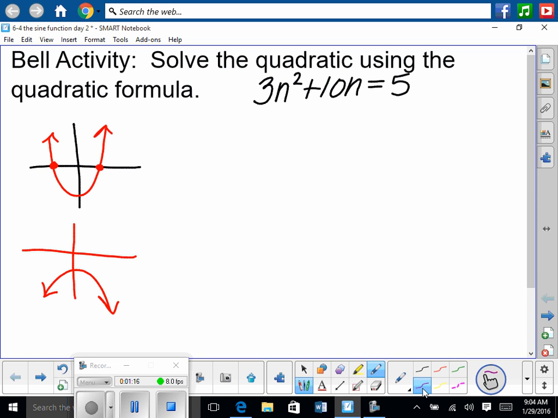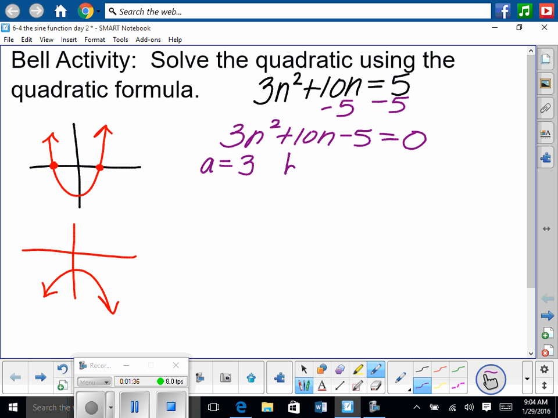We have 3n squared plus 10n is equal to 5, so I'm going to make it equal to 0. So I have 3n squared plus 10n minus 5 equals 0. Does everybody understand how it's in standard form, which means highest degree to lowest degree? Then my a value is always in front of x squared, so my a value is positive 3. The signs matter here. My b value is positive 10. My c value is negative 5.